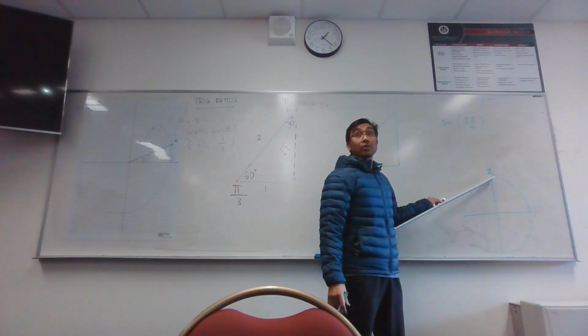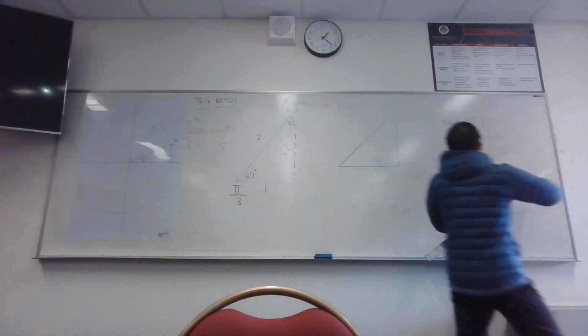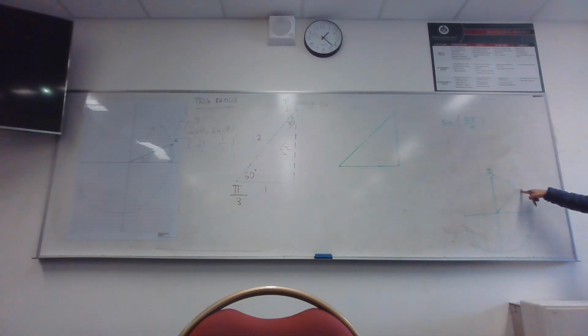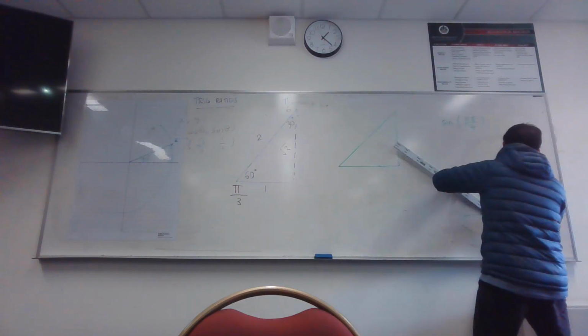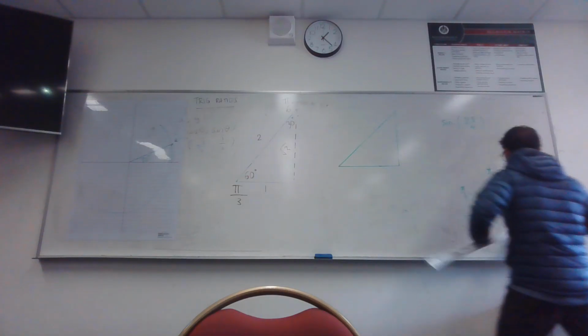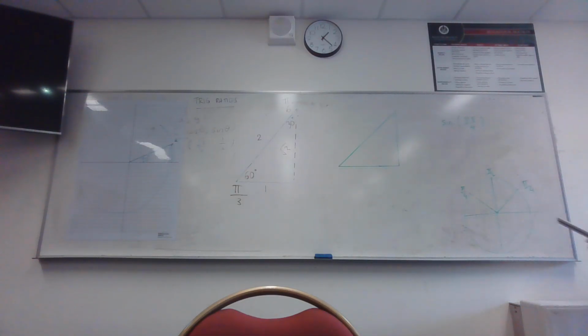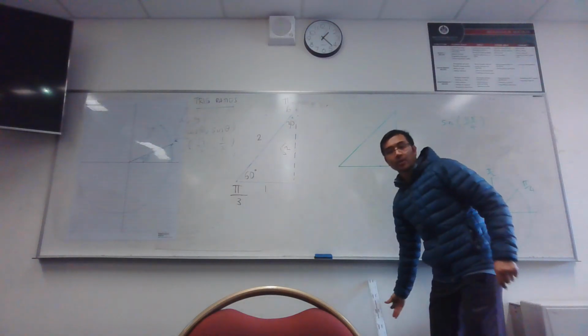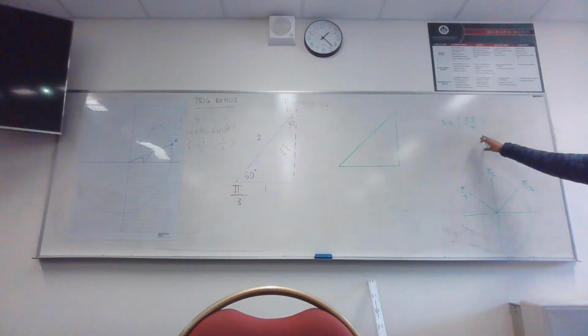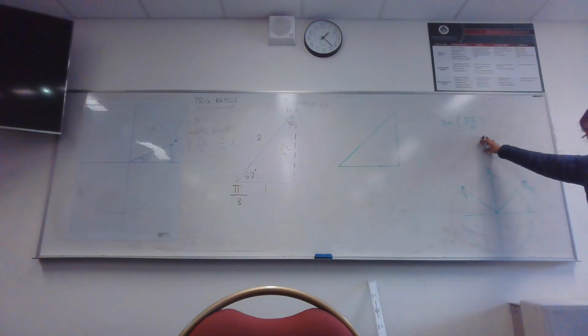If this is pi on 2, what's this? Pi on 4. If that's a half, it's a quarter of a half. So now we've got pi's on 4s happening everywhere. Well, let's just do these two. All right, look carefully. 11 pi on 4, 3 pi.